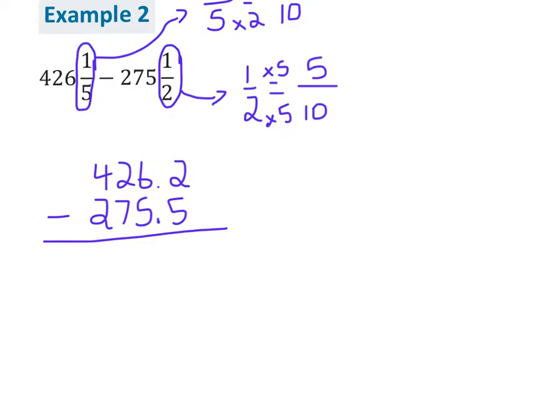I cannot do the 2 minus the 5 here, so I'm going to borrow from my 6 next door, make it a 5, and my 2 becomes a 12. And I can do 12 minus 5, which is 7.